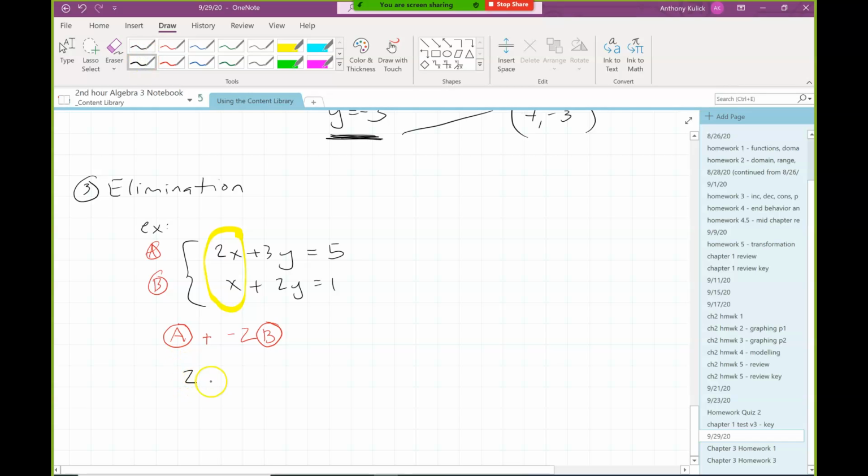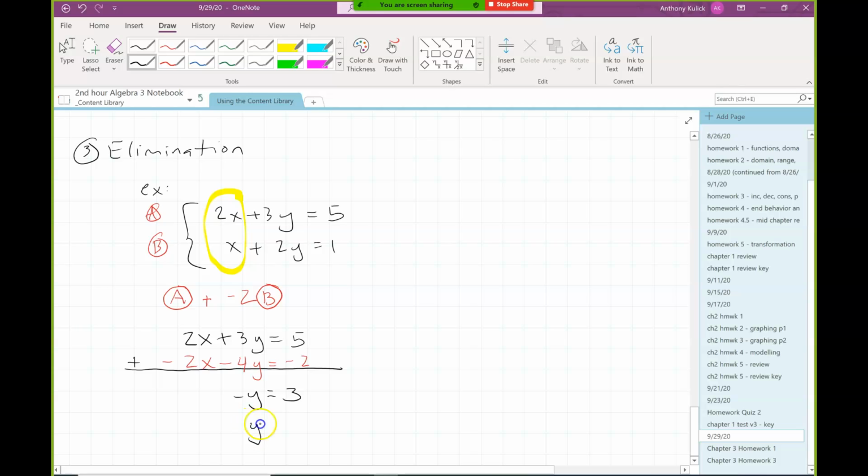So equation A, I'm just going to recopy. And then -2 times equation B: -2 times x is -2x. -2 times 2y is -4y. And -2 times 1 is -2. I'm then just going to add these down. So 2x plus -2x is 0. 3x plus -4y is -y. And 5 plus -2 is +3. Is everybody okay there? And now I can just finish solving for y. So I'll just divide both sides by -1. So I have y equals -3. That's half of my answer.